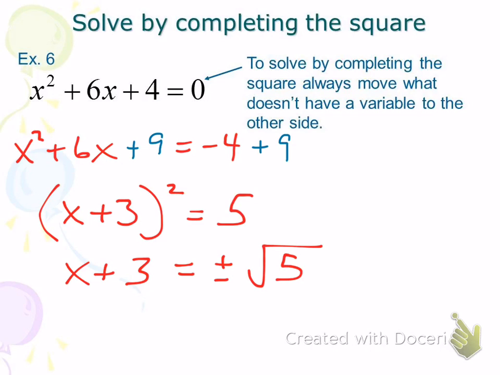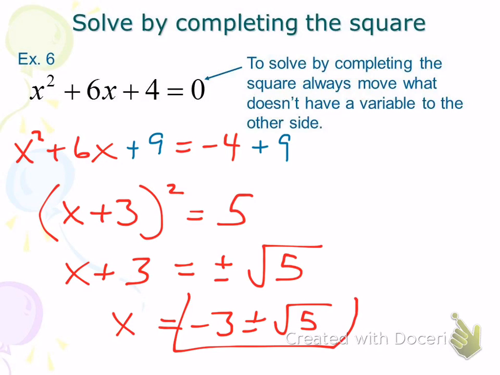X plus 3 equals plus or minus the square root of 5. Invoking the square root property, subtract 3 from both sides, and we get x equals negative 3 plus or minus the square root of 5. That's two solutions, right? Negative 3 plus the square root of 5 or negative 3 minus the square root of 5. All right, we've got to do one more because I want you guys to see a little bit more difficult one.